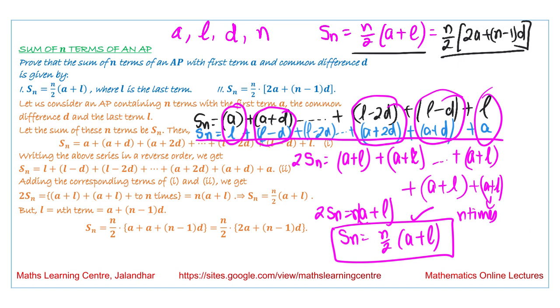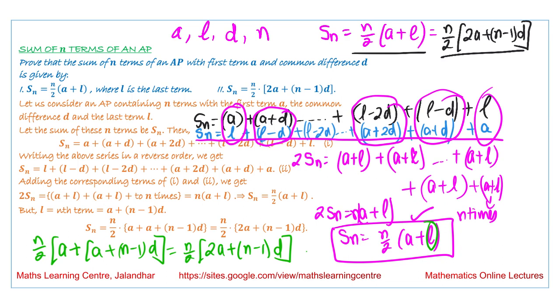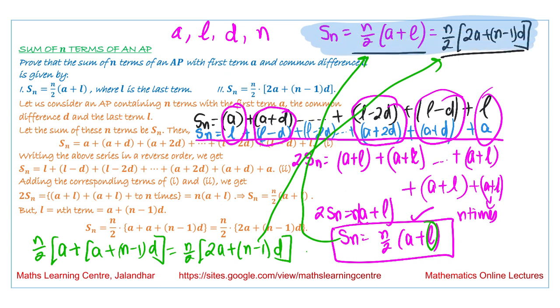So this is the sum of an AP. Now if we substitute the value of L, the last term, that will be n by 2 into (A plus (n minus 1) D), which is equal to n by 2 into (2A plus (n minus 1) D). So these are the two formulas that we have proved: if an AP is given with n terms, then the sum of those n terms we can find by using any one of these two formulas.